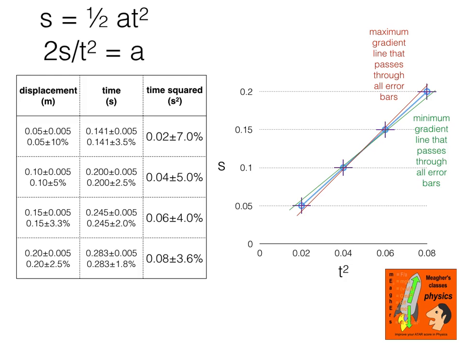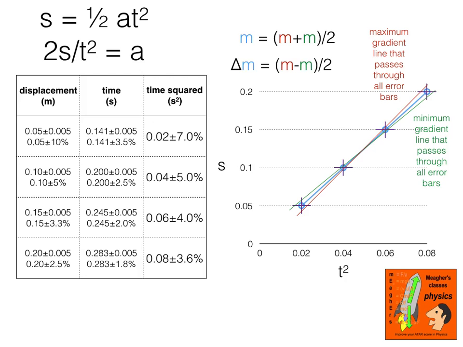Now, the blue line in the middle is what we call the line of best fit. In this instance, we didn't have to do much with it because all of the data points fit on the one line. But in an instance where there might be some data point that doesn't sit on that line, when we draw these maximum and minimum gradients, the gradient of the line of best fit will be the average of those two gradients. And the error associated with that gradient is going to be the difference of the two gradients divided by two.